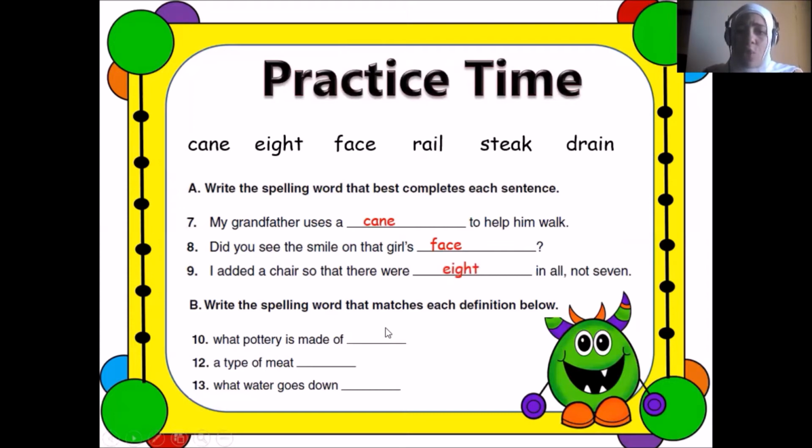B. Write the spelling word that matches each definition below. Which word means what pottery is made of? Pottery is made of clay. Twelve, a type of meat. A type of meat is steak. Thirteen, what water goes down? If you remember, I said a duct where water goes down, it is the drain.